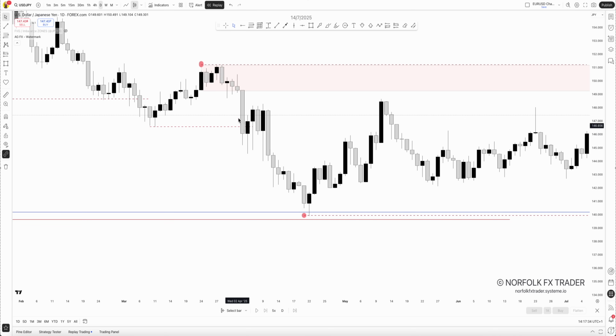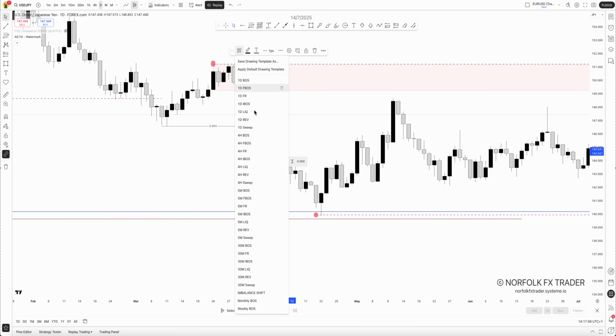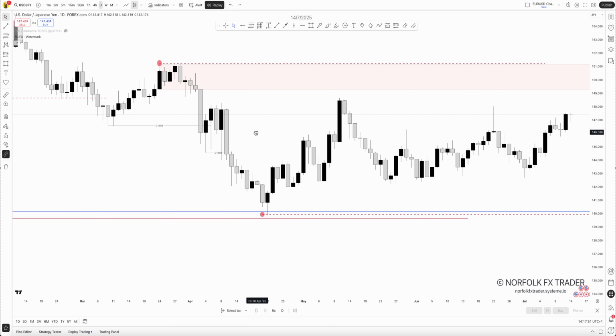And we're going to identify we had a nice break of structure there, okay? And that can become our area on a daily. So this can become a daily break of structure. We get a pullback. We get a new daily break of structure there. And you can see how everything starts to align with each other. And then this becomes a new daily high.